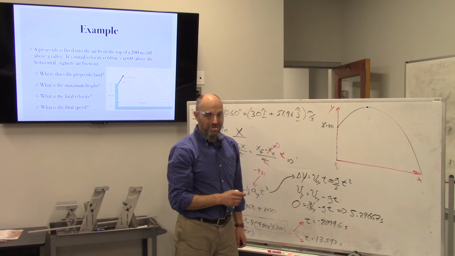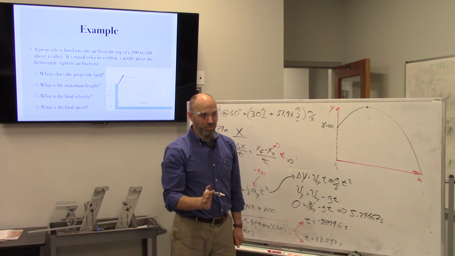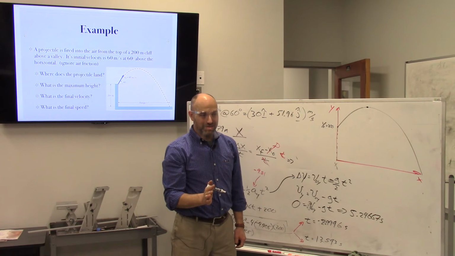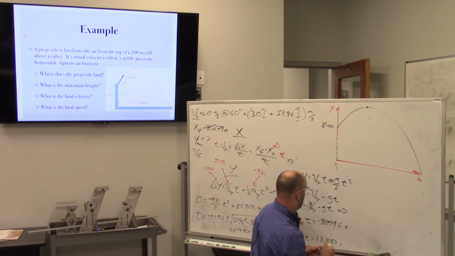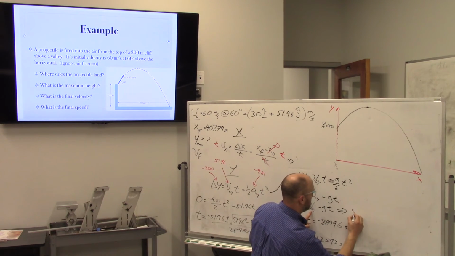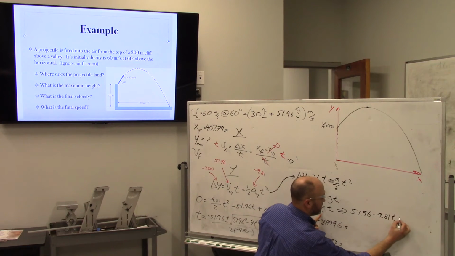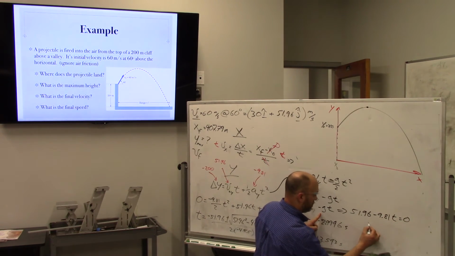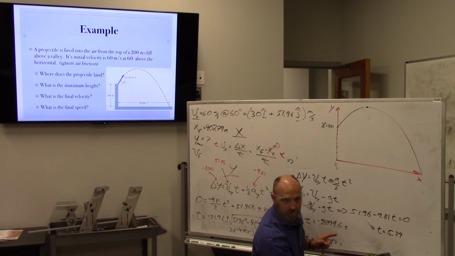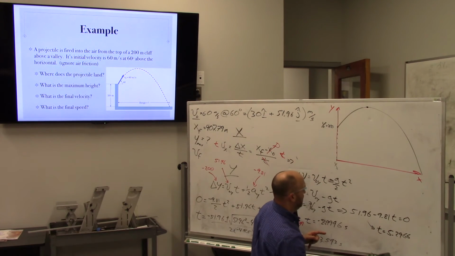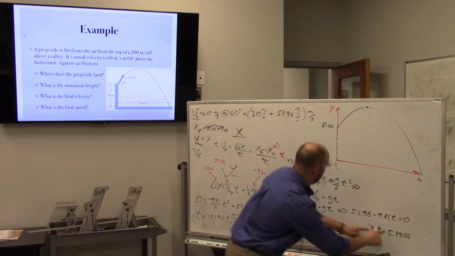Y'all doing all right? Okay, who's got a question before we do it? Any questions? Yeah. So this would be v naught y, 51.96, minus 9.81 times t equals zero. And then from there, we said t is equal to 5.29. I don't remember the rest of the number. Okay. And now we're going to plug that time in up here.